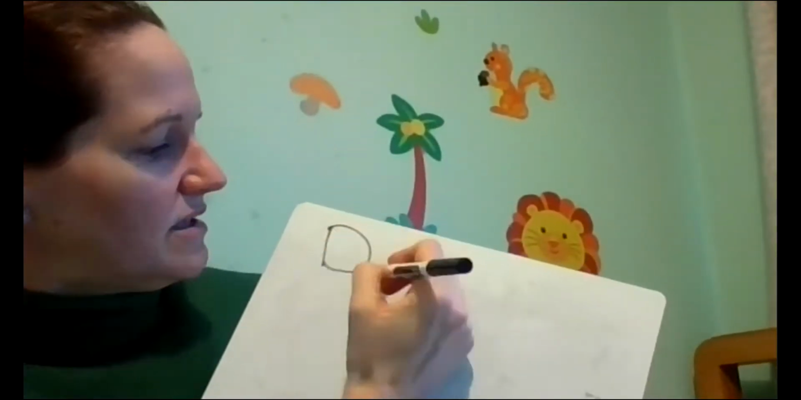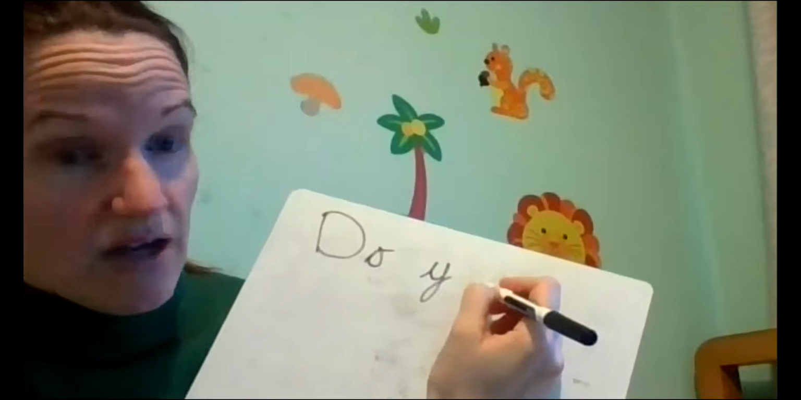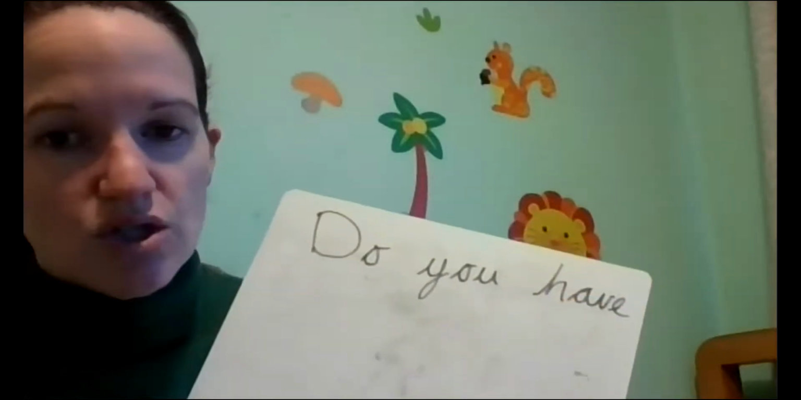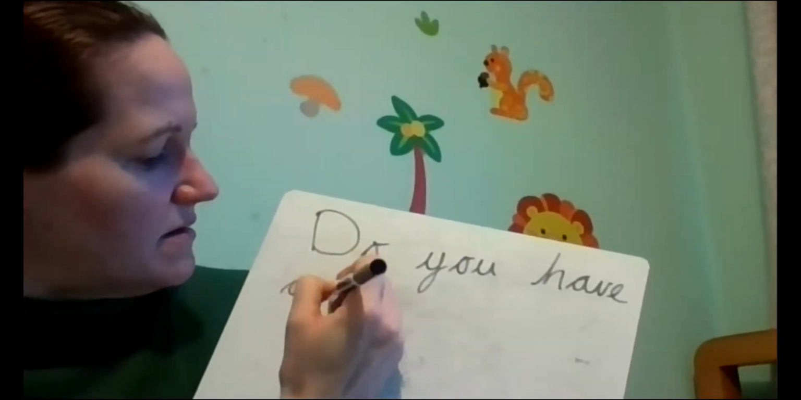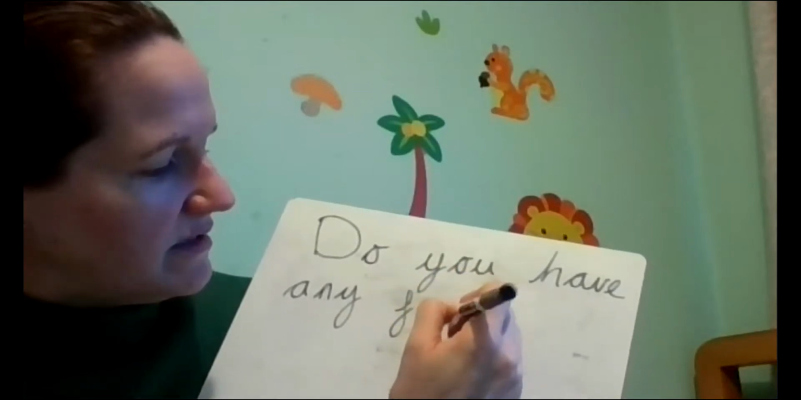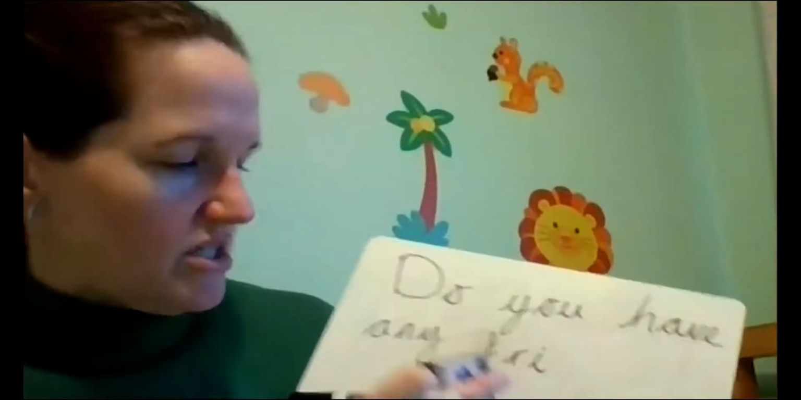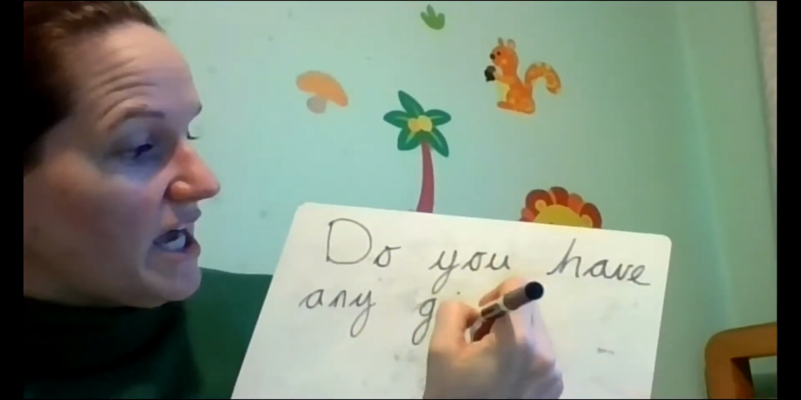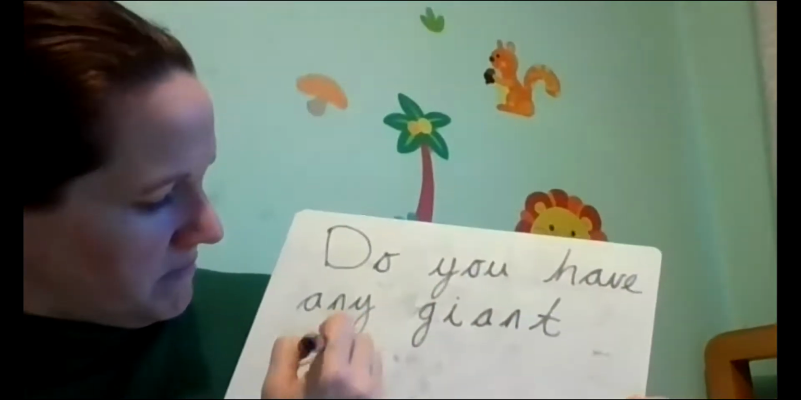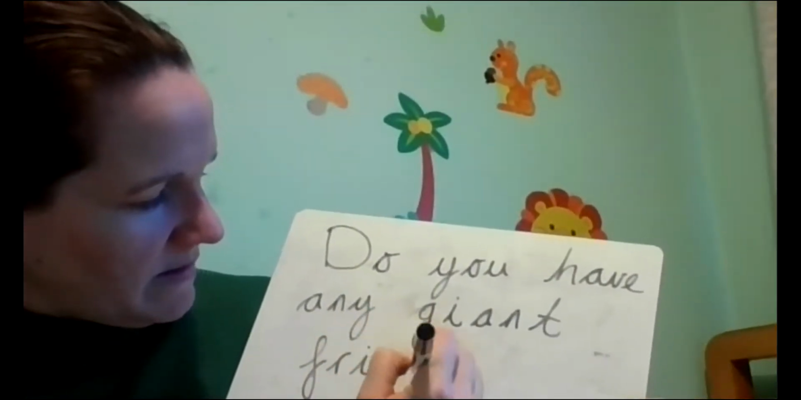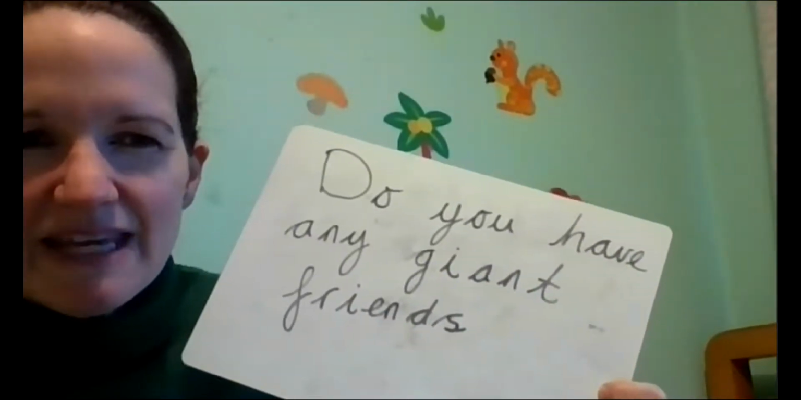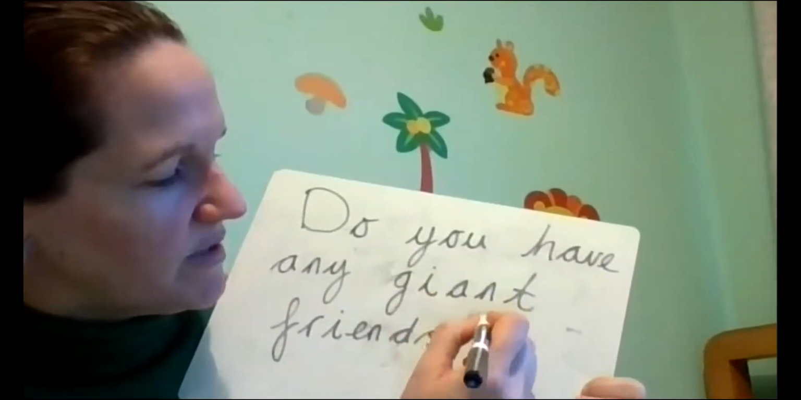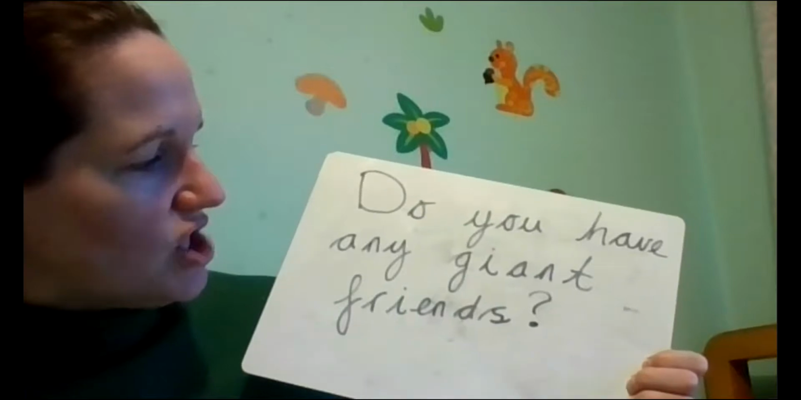So I'm going to write do. Remember, you is our red word. Do you have another red word? Do you have any friends? Oh, actually, I'm going to change that. I'm going to put the word giant. Do you have any giant friends? Perfect. Now, what do I need at the end of my sentence? Oh, not a full stop, because it's a question. Well done, a question mark. Do you have any giant friends?